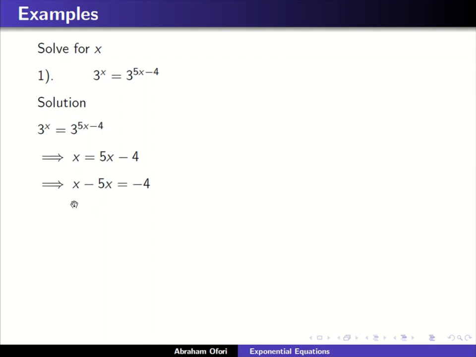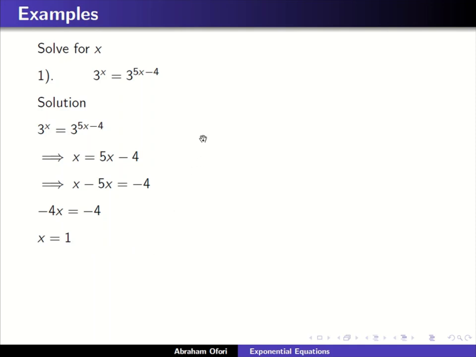Then I just do simple computation. I take the x's to one side and group the numbers on the other side. So x minus 5x equals negative 4. Now, negative 4x equals negative 4, and this will give me x equals 1. Very simple, right?